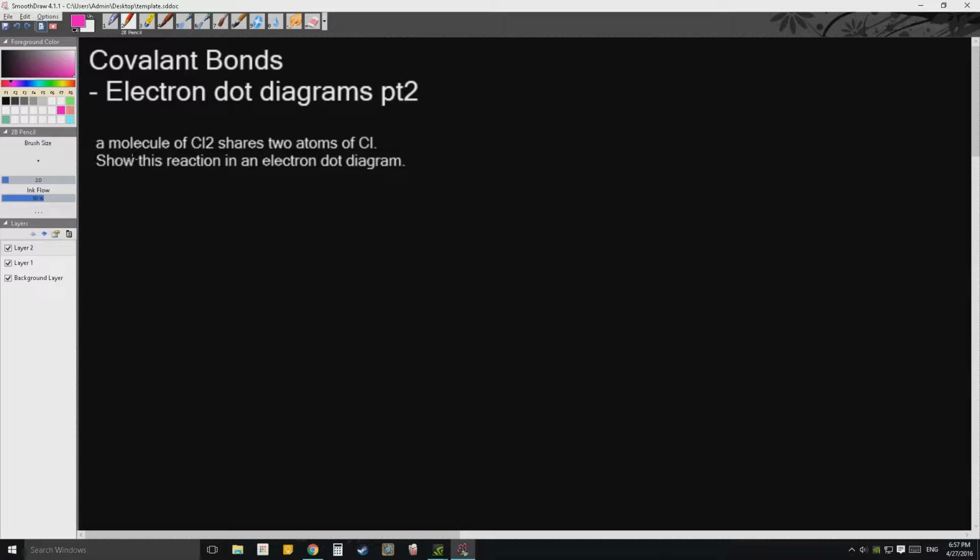So our question is, a molecule of Cl2 shares 2 atoms of chlorine. Show this reaction in an electron dot diagram. So a good way to start on this is to just draw out 1 atom of chlorine.